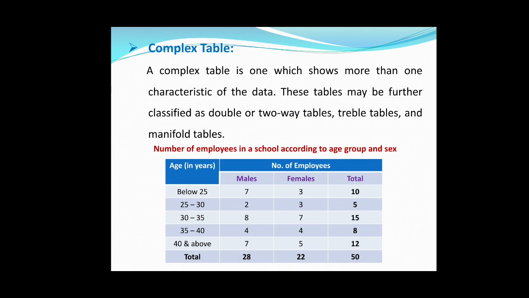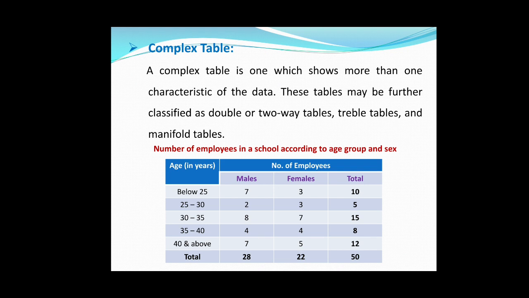Now coming to another important type of table according to construction, which is complex table. Dear students, a complex table is one which shows more than one characteristic of the data. These tables may be further classified as double or two-way tables, treble tables or three-way tables, and manifold or high-order tables. So in case of complex tables, two or more characteristics are shown.